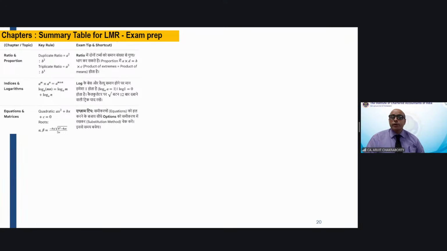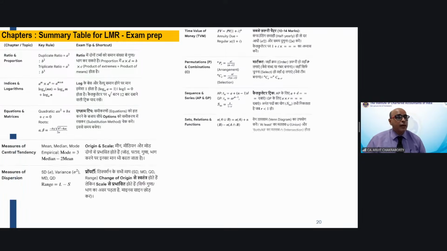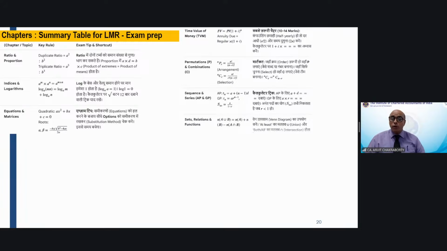Quadratic equation, please remember ax square plus bx plus c equal to 0. Then x is equal to minus b plus minus square root of b square minus 4ac by 2a. From there, please remember that b square minus 4ac, if it is equal to 0, you will get certain type of roots. If it is more than or equal to 0, you get obviously real roots. If it is less than 0, you get imaginary roots. Next, we have the time value of money. Please be clear about all the formula, including the annuity, specifically annuity regular and annuity due, of course.